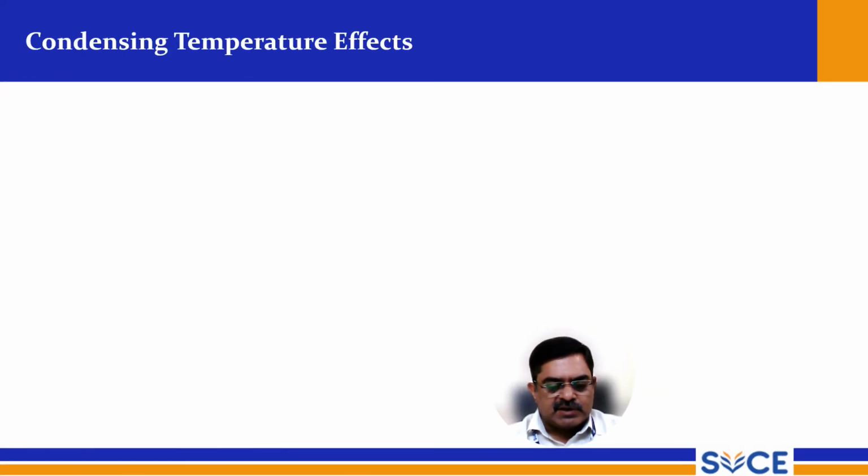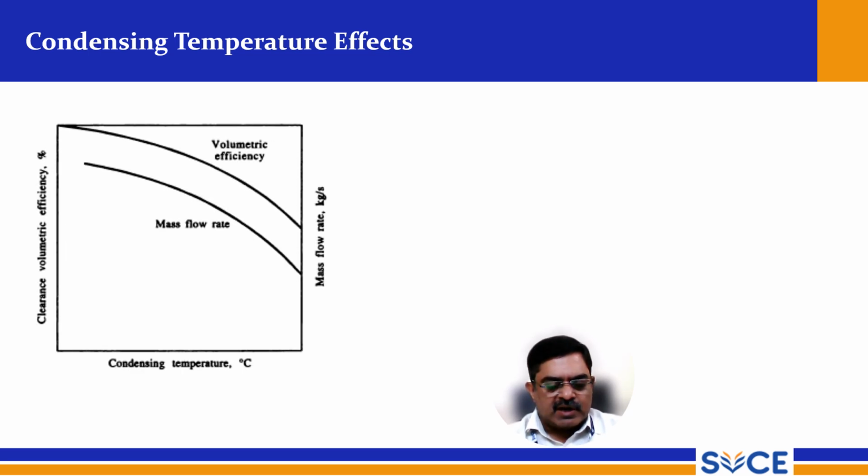Next we have condensing temperature effects, and here you can see the graph. This is the condensing temperature and the clearance volume on the y-axis. This is the mass flow rate, and this is volumetric efficiency. On the third axis, the mass flow rate in kilojoules per kg per second is taken as the third axis. So between these three, we can draw the mass flow rate curve and volumetric efficiency curve.